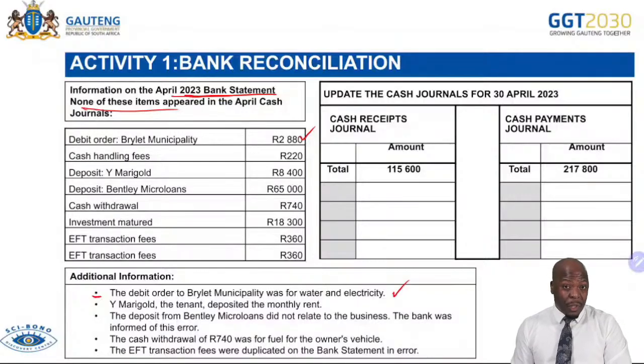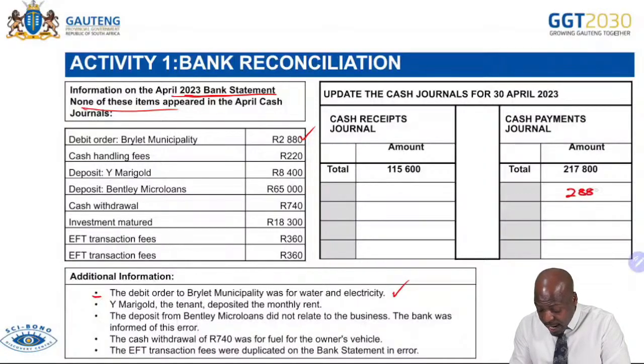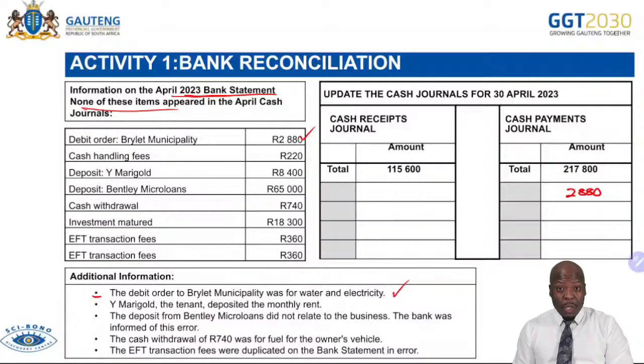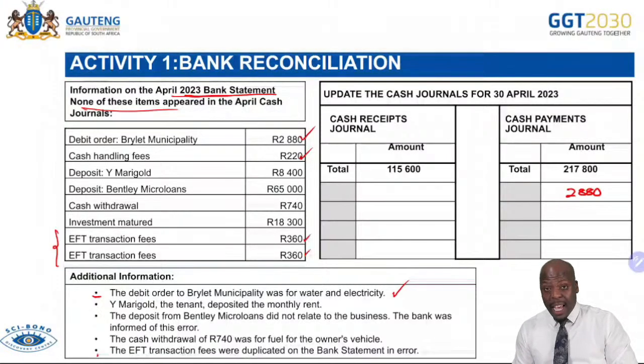So where would we record this? In the CRJ or in the CPJ? Thank you. So we'll record this in the CPJ. So I'm going to come to my CPJ, and I'm going to have my 2,880. Okay, I'm going to go on to the next one. Number 2, cash handling fees, 220. But if I come further down here, I see that I have EFT transaction fees here. All right. The one is 360. I have another one, 360. Okay. If I read this bullet, it says EFT transaction fees were duplicated on the bank statement in error.